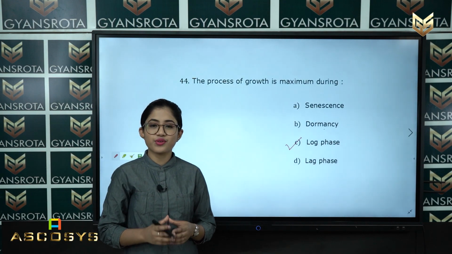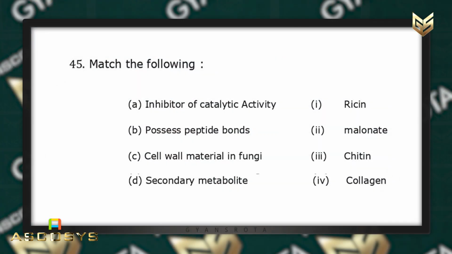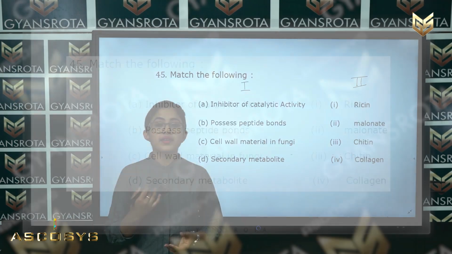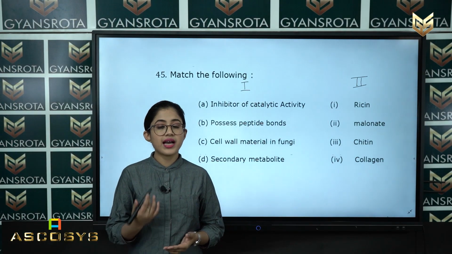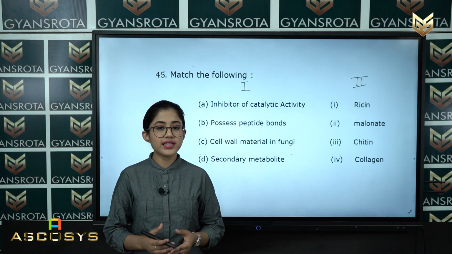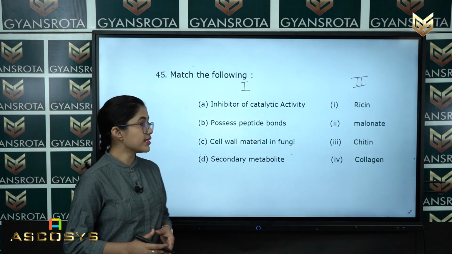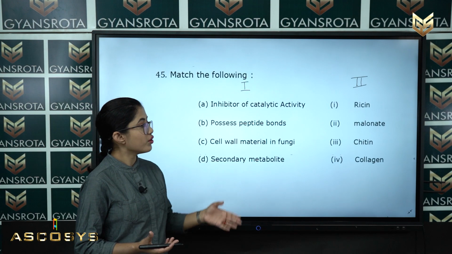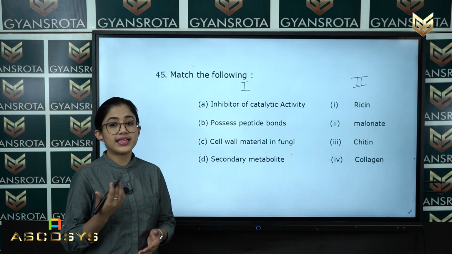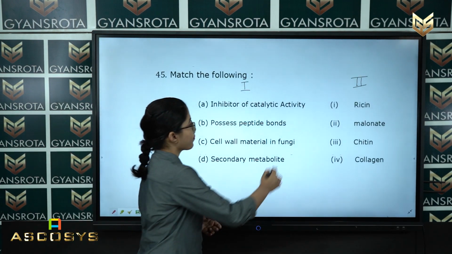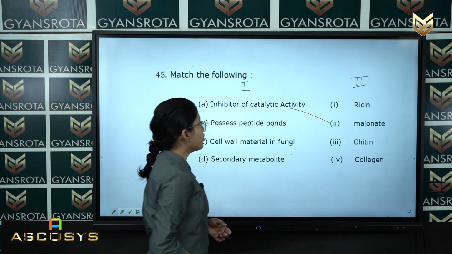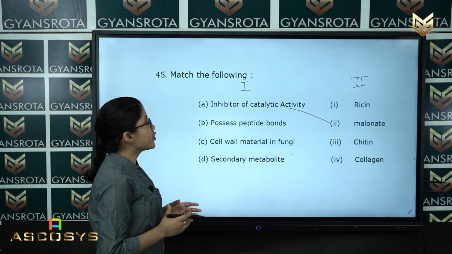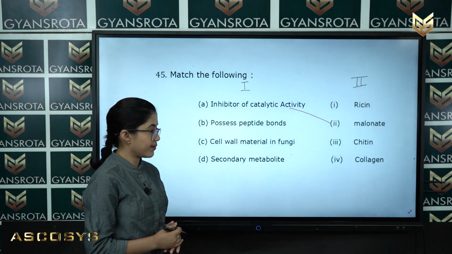Now, let us see the next question, that is question number 45. Match the following in column number 1 and in column number 2. The first one is inhibitor of catalytic activity. Which of the following is the answer? That is malonate. Malonate is the inhibitor of catalytic activity.